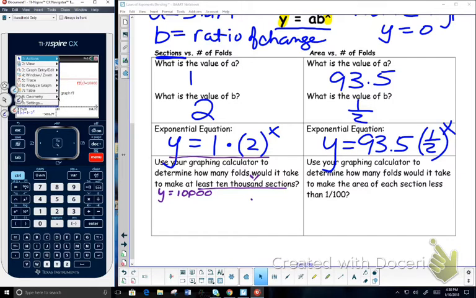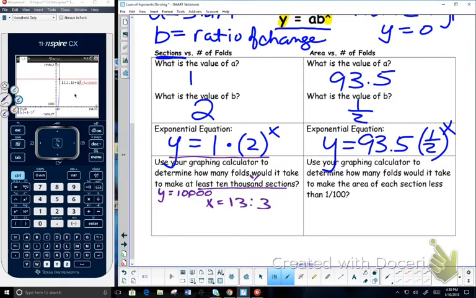Sorry, I lost mine for a second. Analyze graph, intersection, we'll do it on the right side and the left side. And then it'll give you your intersection. It tells you at 13.3, so at 13.3 folds, it will intersect with 10,000. Now here's the problem. I can't do a third of a fold. I either fold it or I don't. So while x may equal 13.3, to actually answer this question and have at least 10,000 sections, I need 14 folds. And that will get me to where I have enough sections.